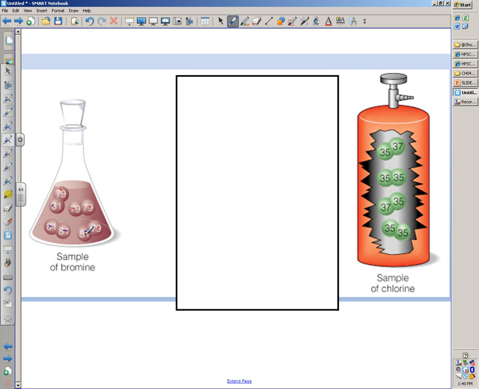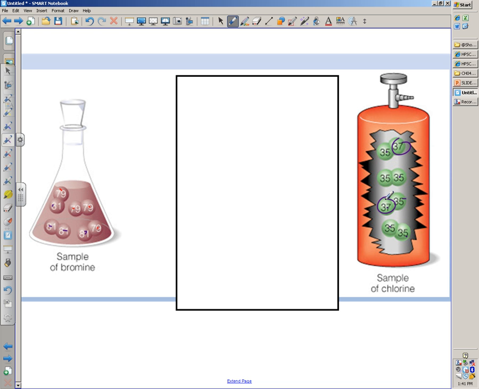4 or 4, right? But if you go here, 35, 35, 35, 35, and 35. 6 35s, but only 2 37s. So if you add up all 8 of these and then divide by 8, you're going to get a number that's closer to what? 35, because there's more 35s. Does that make sense? Yeah.